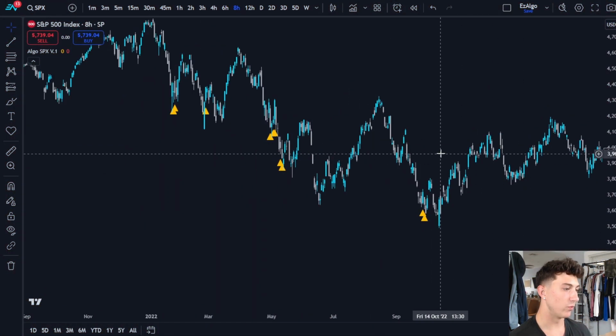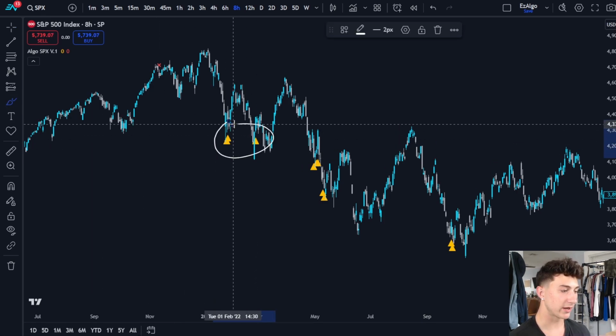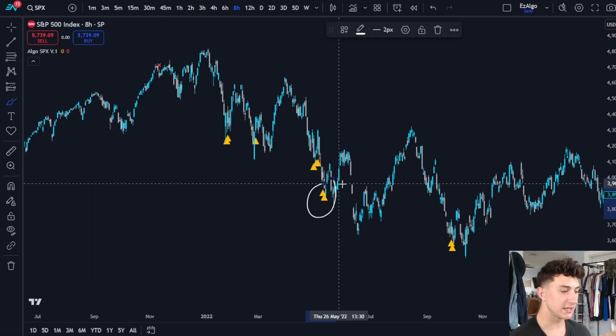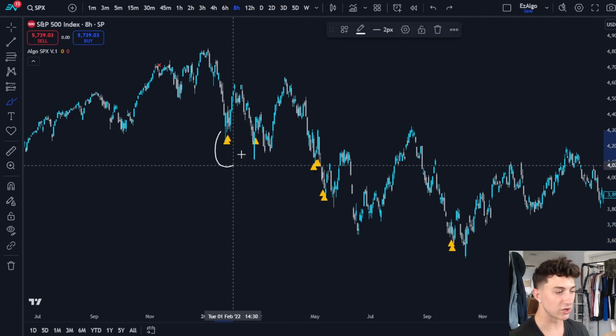Keep in mind, when you get to a higher time frame and you are in a downtrend or in a bear market like 2022, you will see these signals flashing, and price continues to go down. The goal with this is to dollar cost average.